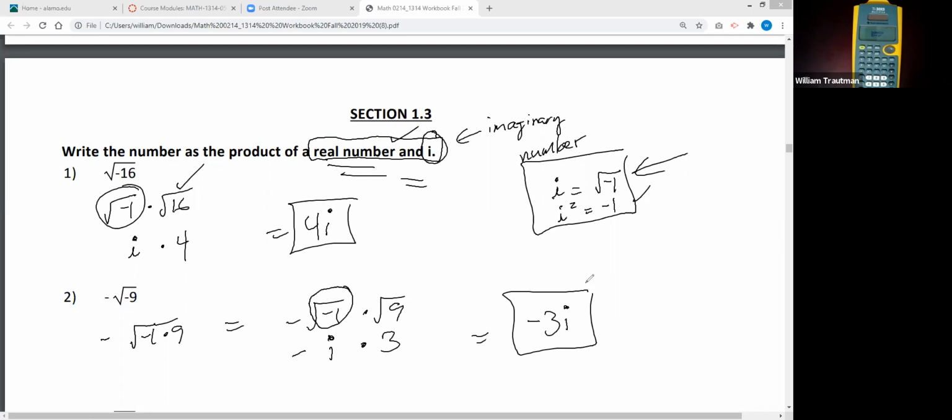Has anybody seen i's before, like in high school or in any other math class you've taken? Called imaginary numbers. Just wondering if anybody's seen them before. I had them in high school, I remember.